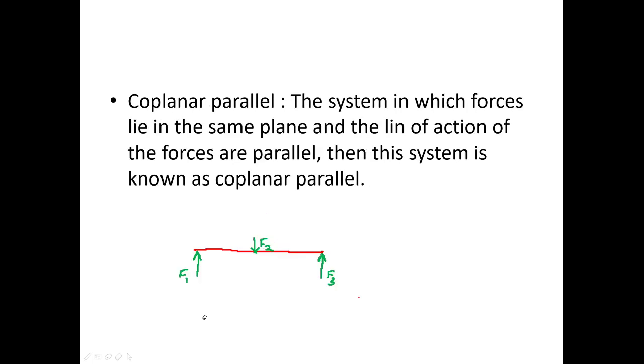Coplanar parallel force system. The force system in which the forces lie in the same plane and the lines of action of the forces are parallel is known as a coplanar parallel force system. In the figure, there are three forces acting on a body. The lines of action of these three forces are parallel. So this type of force system is known as a coplanar parallel force system.